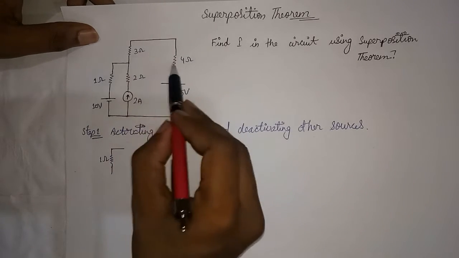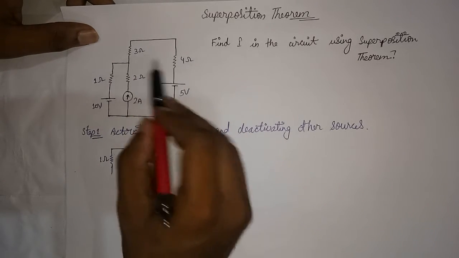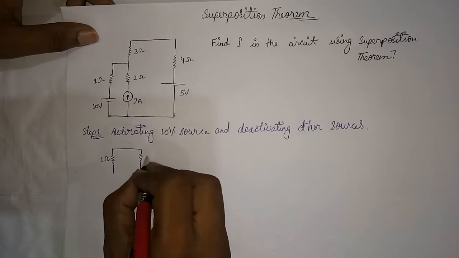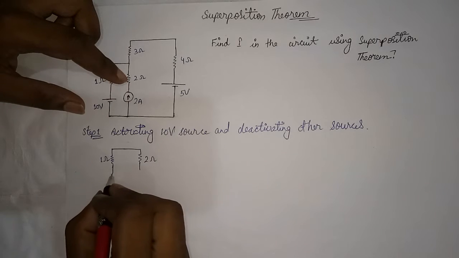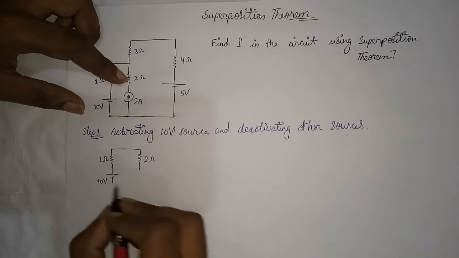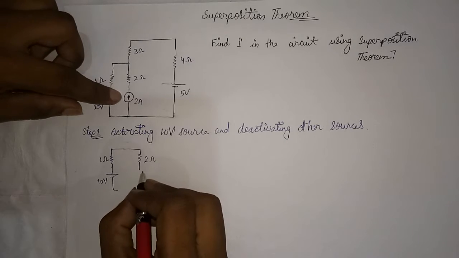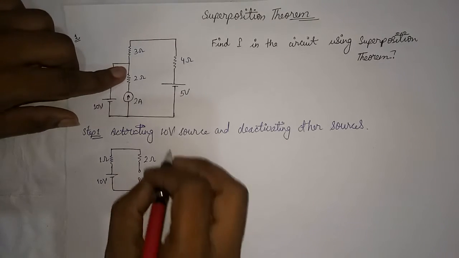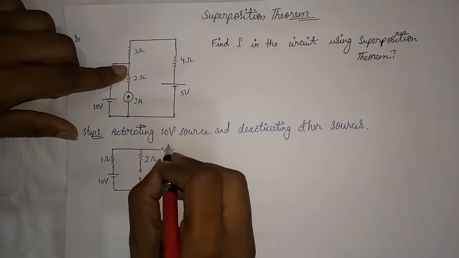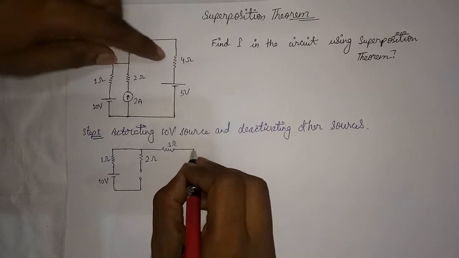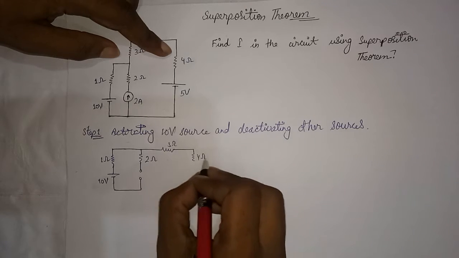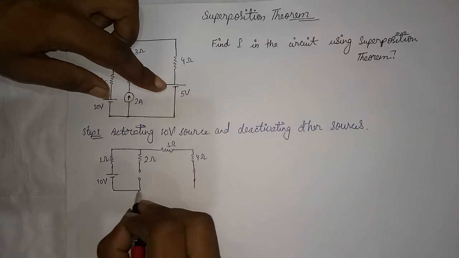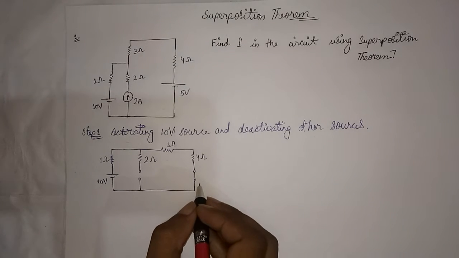So these two resistances are in series with each other, so I can make this diagram a little bit modified. This is 2 ampere, this is 10-volt source, okay, and this current source will be open circuit. So open circuit with 3 ohm resistance in series with 4 ohm resistance, and this voltage source becomes short circuit. So this is the modified diagram.